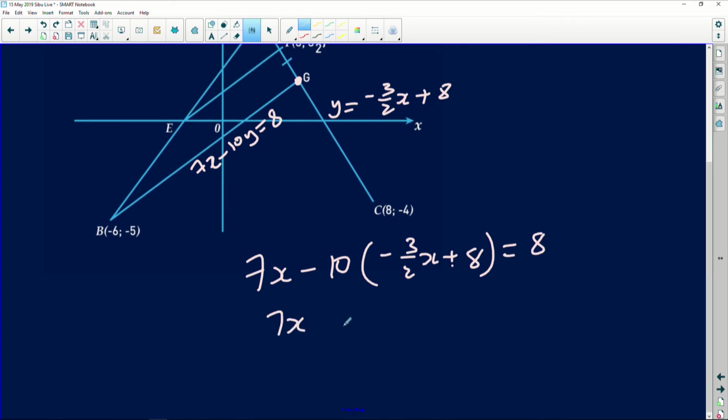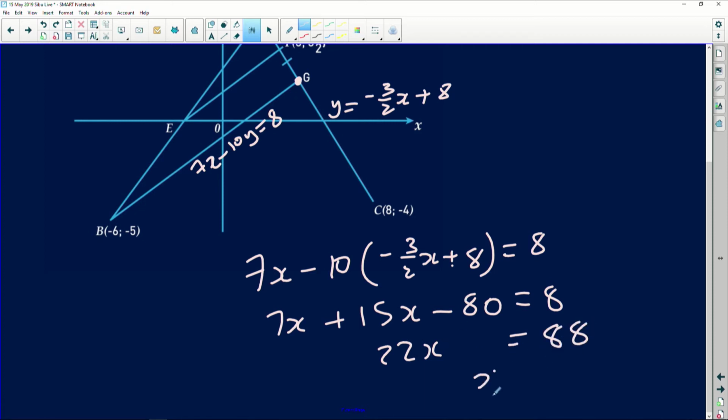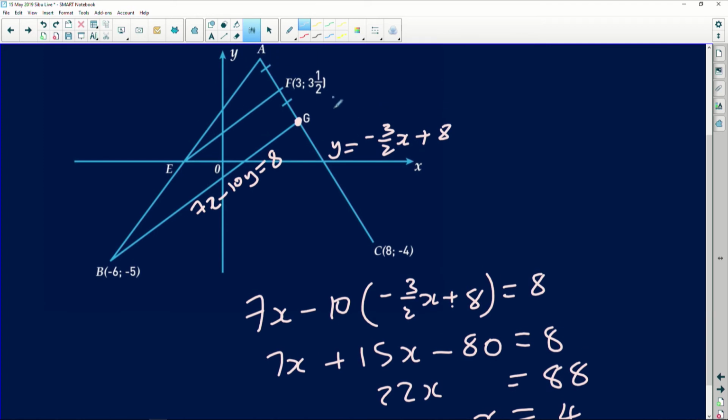Well, this is going to be 7x. Minus times minus is going to be positive. The 10 divided by 2 is 5. If you multiply 5 and 3, you're basically going to end up with 15x minus 80 equals 8. Let's see what will happen if you simplify further. This is 22x equals, 80 to the right-hand side gives us 88. Our x value, when you divide both sides by 22, is simply going to give you a value of 4. Very nice x value that's not a fraction. So I'm always happy when I see numbers that are not fractions. So your x value is 4.